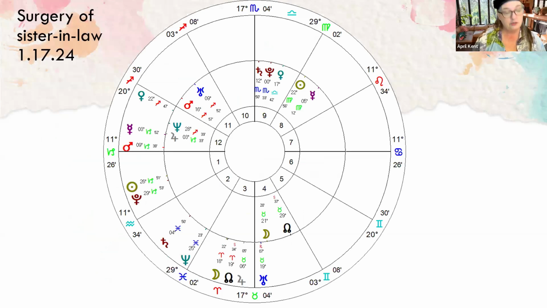Here is somebody whose sister-in-law had to have surgery. I don't know if I'm going to get to all my examples, but this is a good one. So his sister-in-law, this is the wife of his only brother. Where do we find the brother? What house?